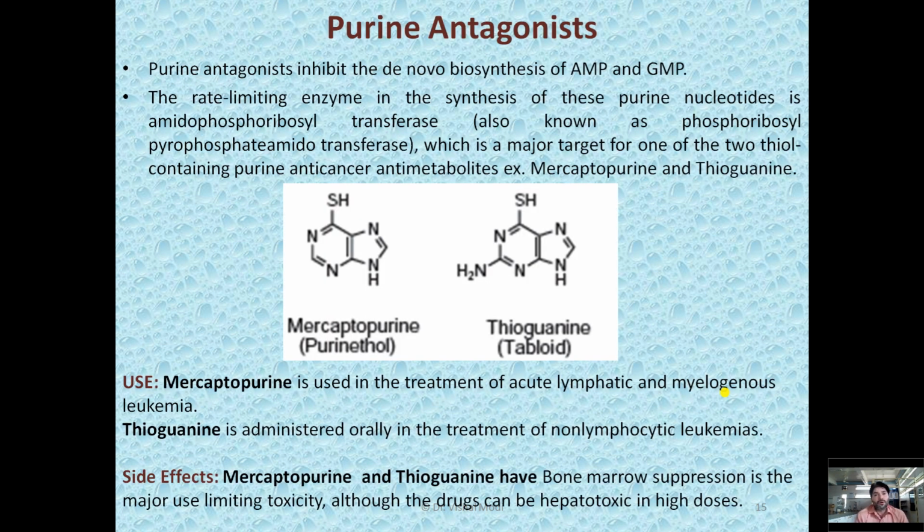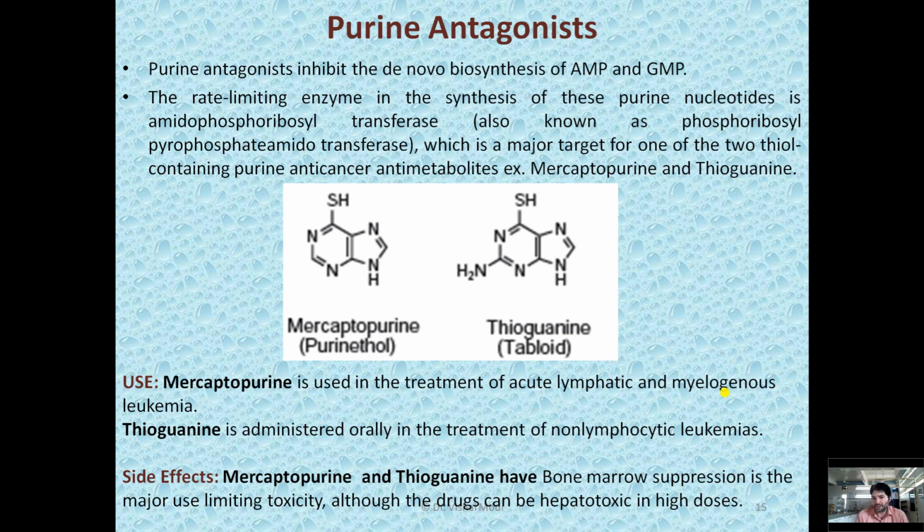Now, we are going to discuss the purine antagonists. Purine antagonists inhibit the de novo biosynthesis of AMP and GMP. AMP means adenosine monophosphate and GMP means guanosine monophosphate. The rate limiting enzyme in the synthesis of these purine nucleotides is amidophosphoribosyl transferase, also known as phosphoribosyl pyrophosphate amidotransferase, which is the major target for one of the two thiol containing purine anticancer metabolites. Examples from this class are mercaptopurine and thioguanine.